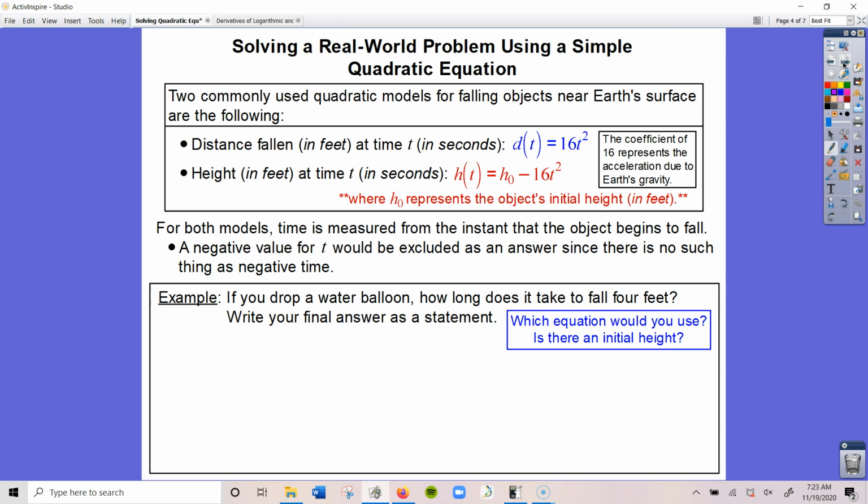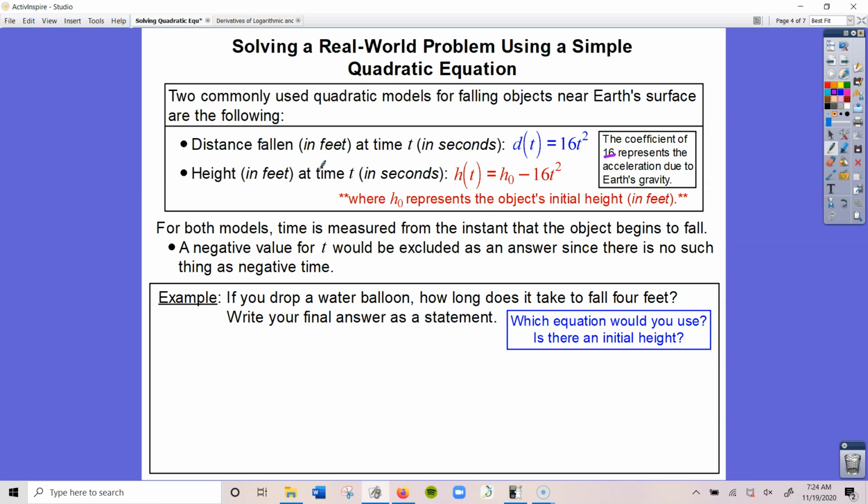Now how do we apply these square root equations? There are two types of equations that are used most commonly with quadratics, which is for distance and height. So distance fallen in feet at time t in seconds is this equation. D of t, representing distance, is equal to 16t squared, where t is the time in seconds. So if I ever want to know how far something has fallen, I can use this equation. And that's because the 16 represents the acceleration due to Earth's gravity in terms of feet.